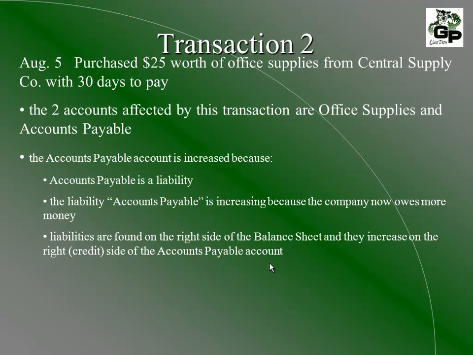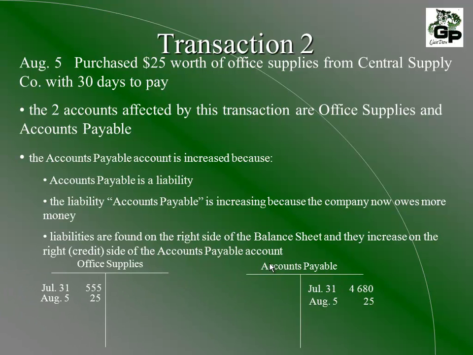Liabilities are found on the right side of the balance sheet, and they increase on the credit side of the accounts payable account. So this T account will increase on the credit side. Notice the balance in the accounts payable account of $4,680 on the credit side. Now with this new transaction, $25 is added to the credit side because they will pay this money at a later date.